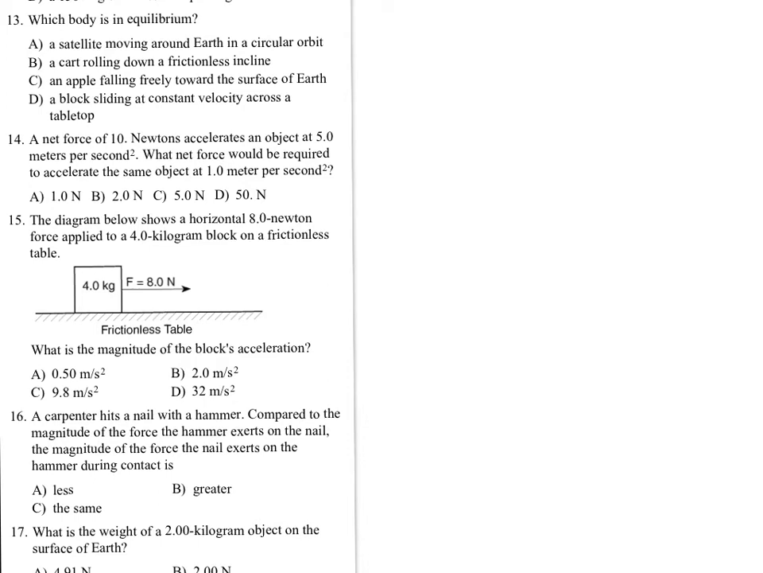Which body is in equilibrium? Okay. When an object is in equilibrium, it can be in either two states: at rest or constant velocity. And the only choice that fits into that is choice D.